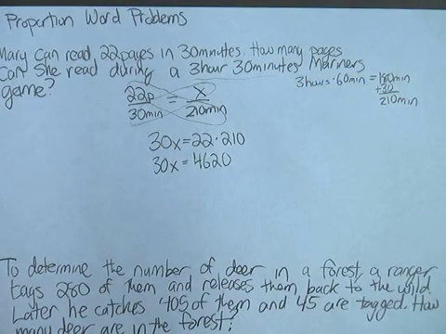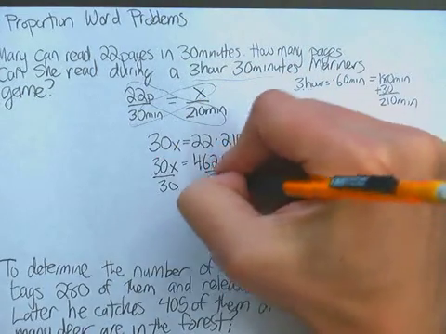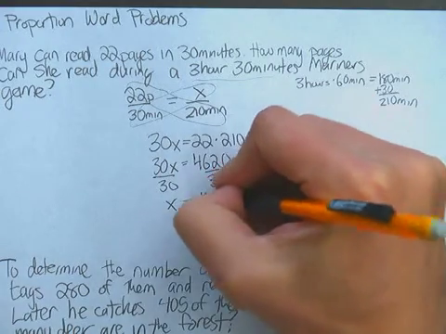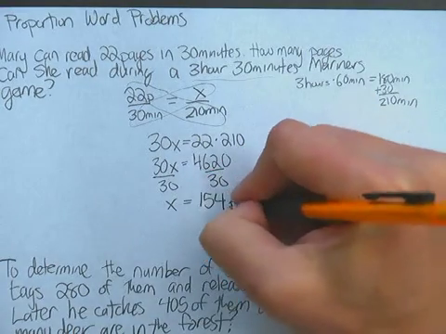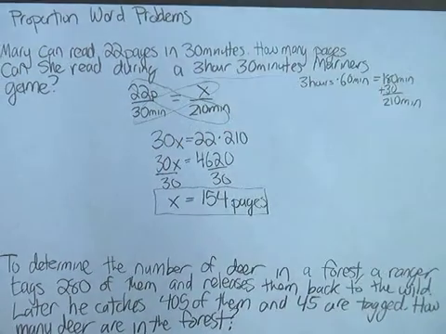Now we just divide both sides by 30. And we actually get x is equal to 154 pages. So there aren't very many books that she's going to be finishing in this Mariners game time frame.